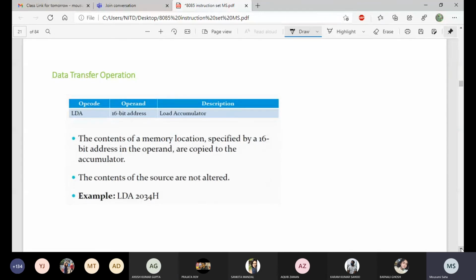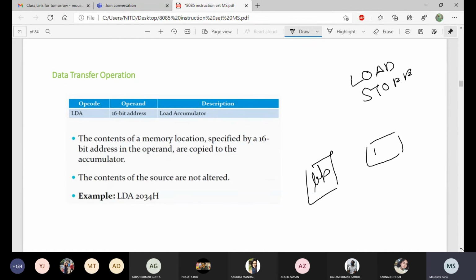Move is there, and here you have some load and store operations. You have to remember how to do it. Suppose this is your processor and this is memory. When you transfer data from the processor to memory, that operation we always call the store operation. When you want to use any data, you have to load it from memory. So when data is transferred from memory to processor, that is called the load operation. You have to remember it in this way.